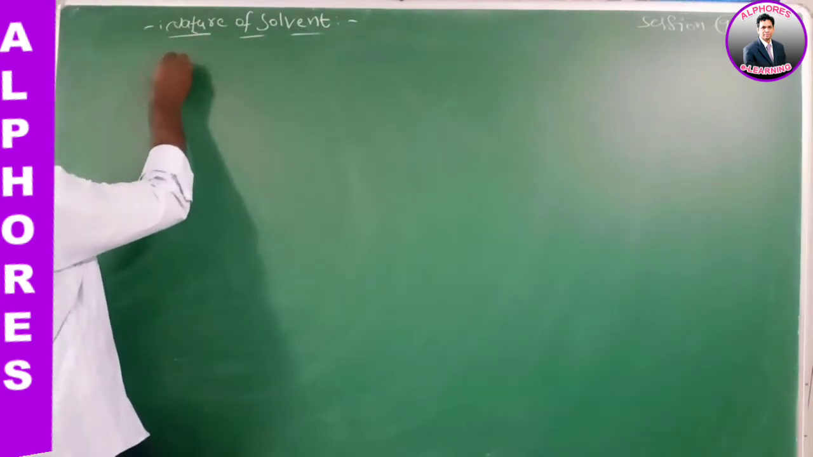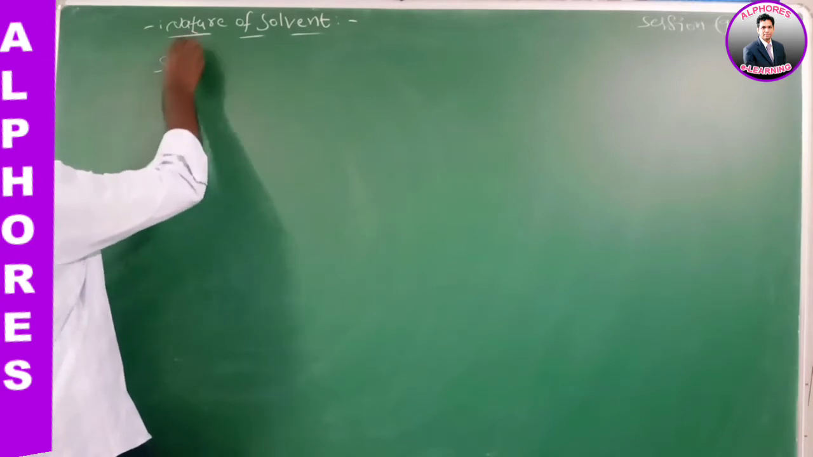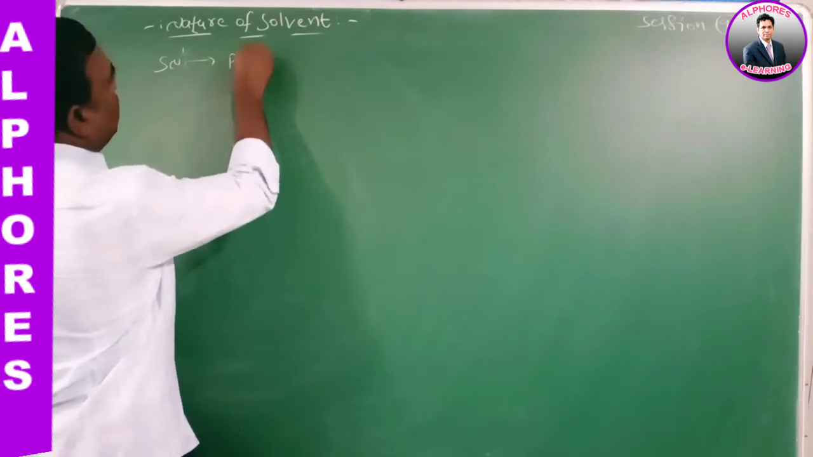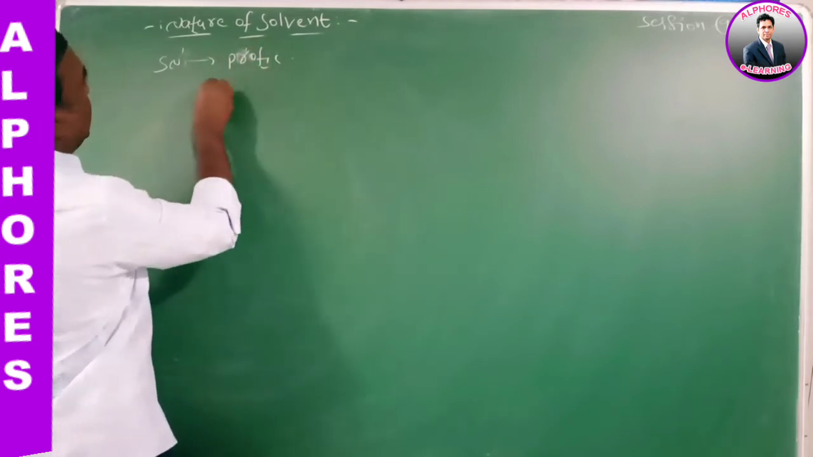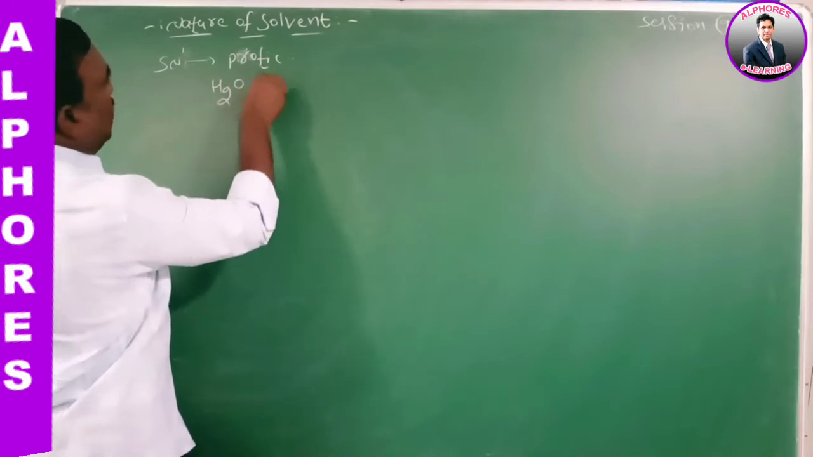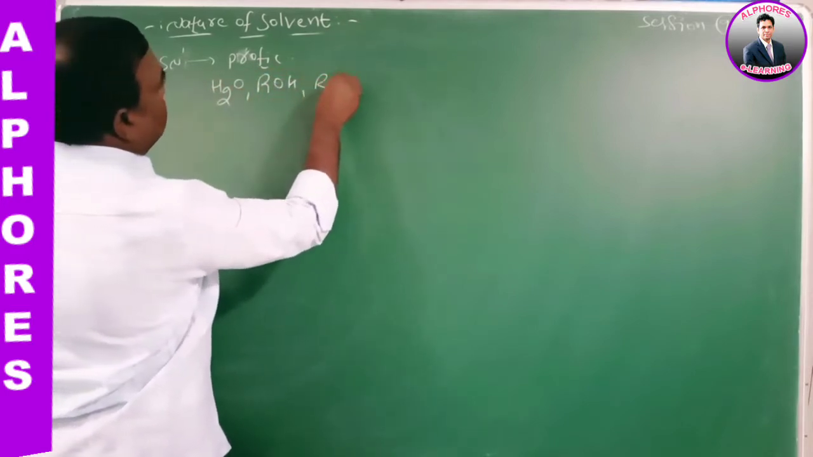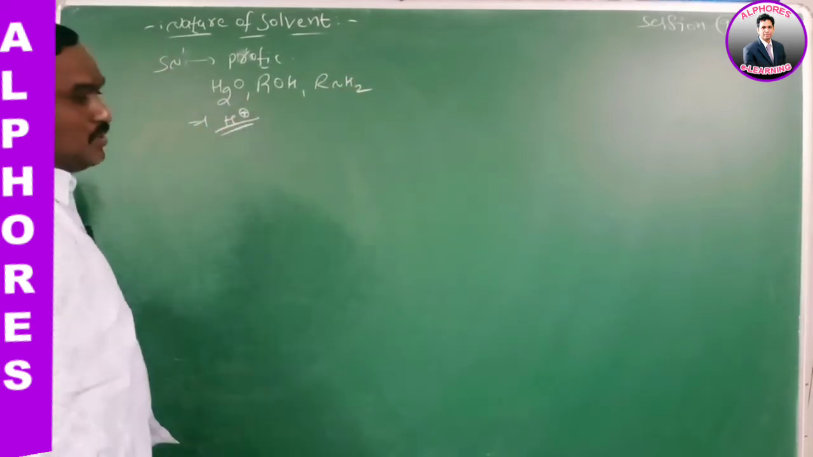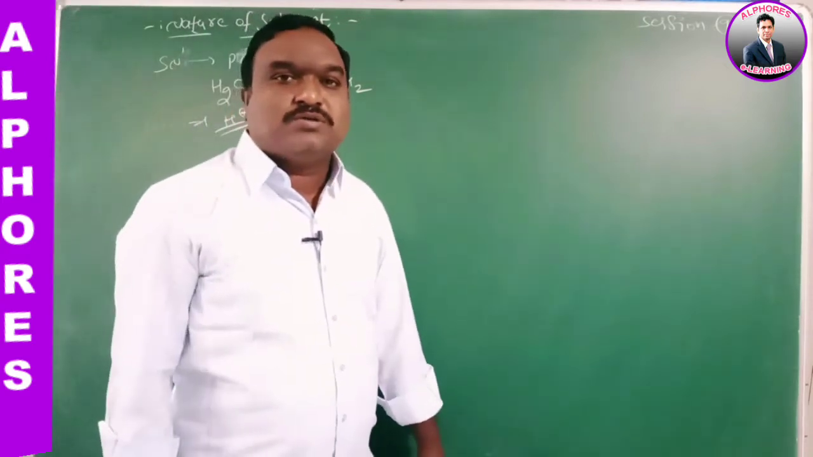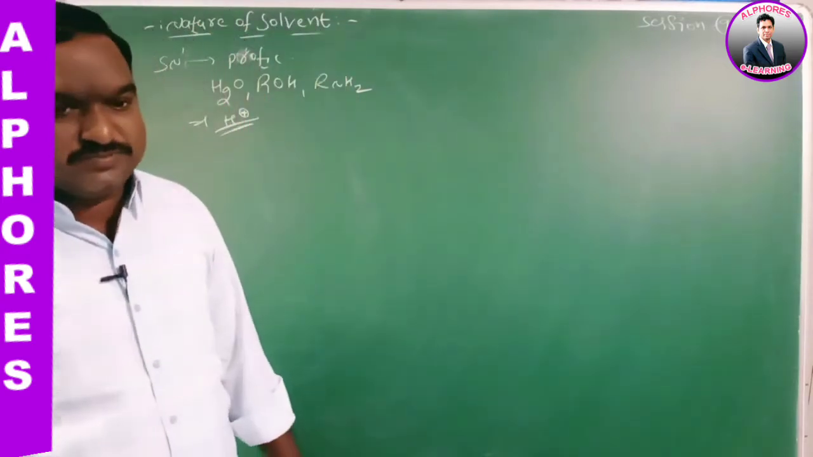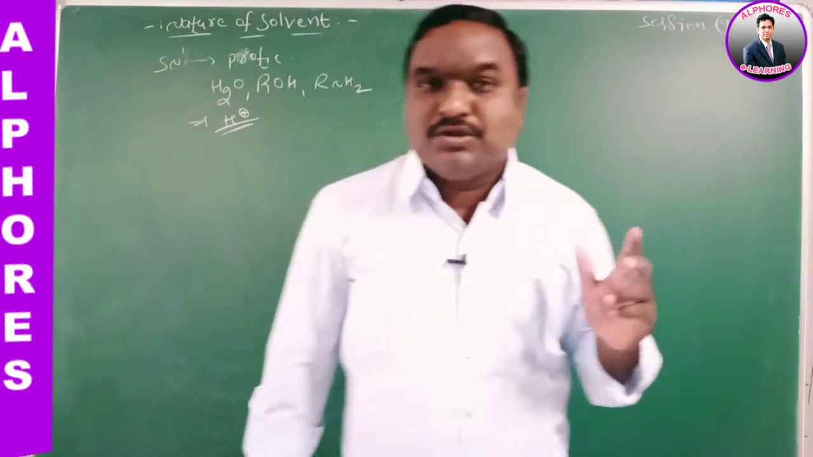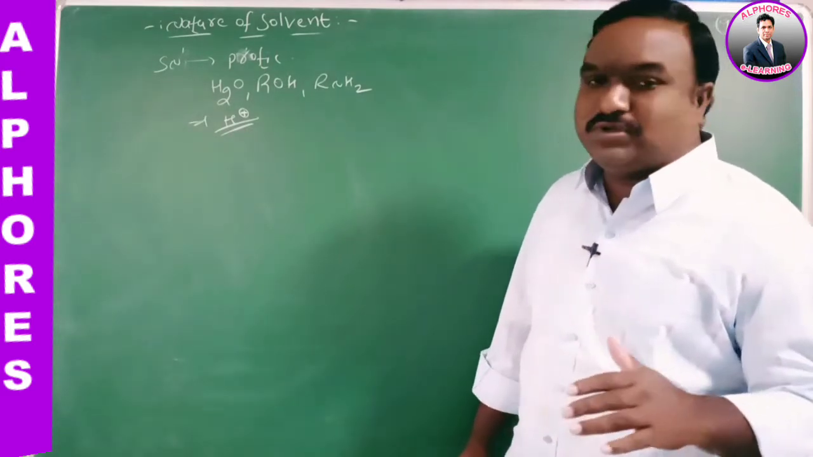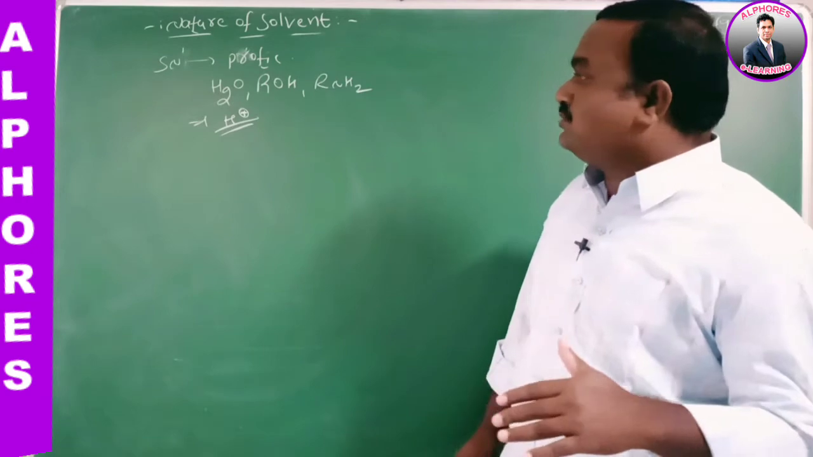So where an SN1 reaction is given, polar protic solvents are favorable, like H2O, ROH or NH3, which produce H plus ions. Somewhat ionization is important in this case. So for unimolecular nucleophilic substitution reactions, polar protic solvents are favorable, which can produce H plus ions.